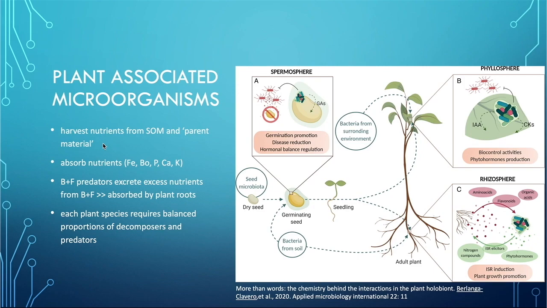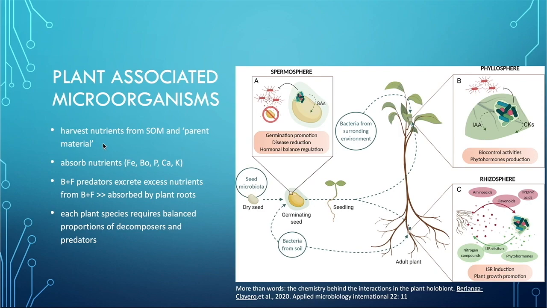They harvest nutrients from the soil organic matter and the parent material, the sand, silt, and clay that's being decomposed for the plant. And they absorb all kinds of nutrients, and these are just a few: iron, boron, phosphate, calcium, potassium, of course, nitrogen and sulfur as well.